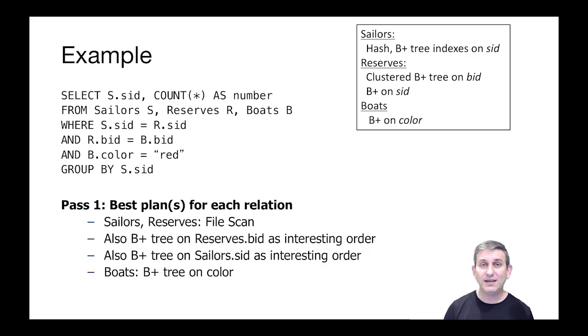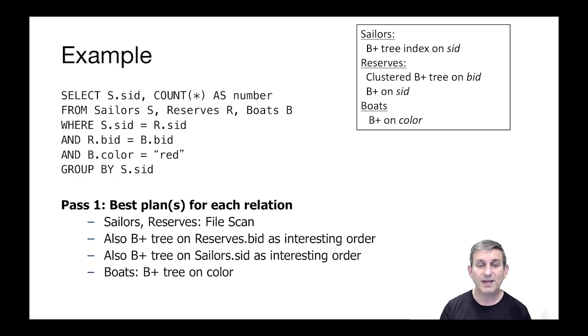So to hammer home the idea of the Selinger algorithm, we'll work through an example. This is a 3-table join with a group by on the top. And let's take advantage of our catalog information on the upper right. The Sailors table has a B plus tree index on SID. The Reserves table has a clustered B plus tree on BID and a B plus tree on SID. And the Boats table has a B plus tree on color.